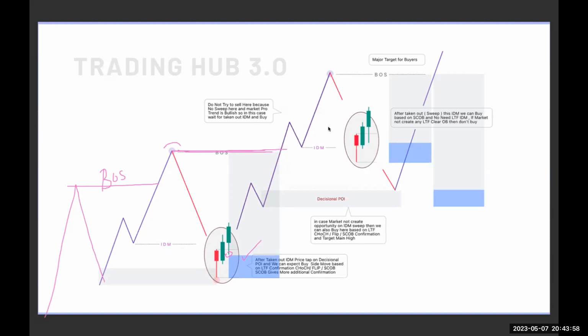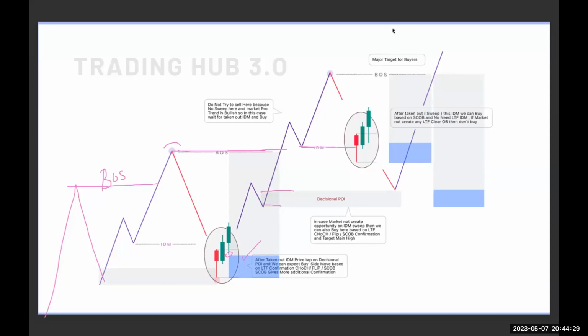Okay. Again, the same thing happens here, taking out the inducement, and here you can see two scenarios. First one is here, inducement is here and your order block is here. This is a decisional order block or extreme order block, right? So in this case, two scenarios are possible. First one, if the inducement sweeps here and this candle closes above it, it means we can buy here.